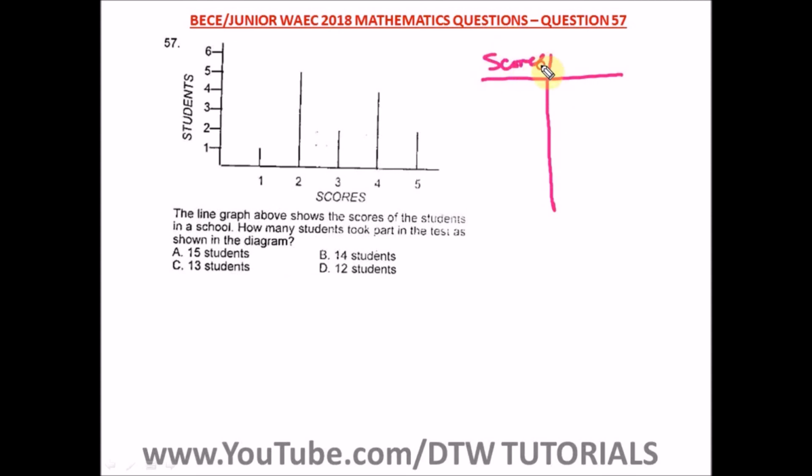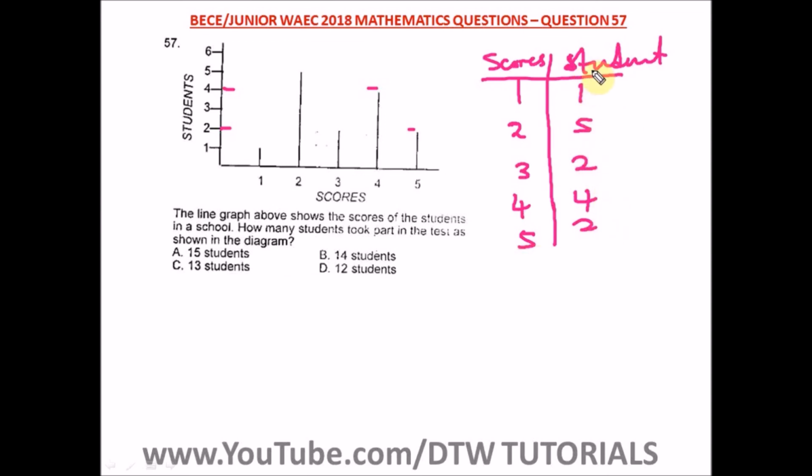Now, our scores. You have people that scored 1, 2, 3, 4, and 5. So let us find out how many students scored 1. From here, 1 student scored 1. How many students scored 2? 5 students scored 2. Then for 3, you have 2 students that scored 3. How many students scored 4? We have 4 students. And how many scored 5? We have 2 students.